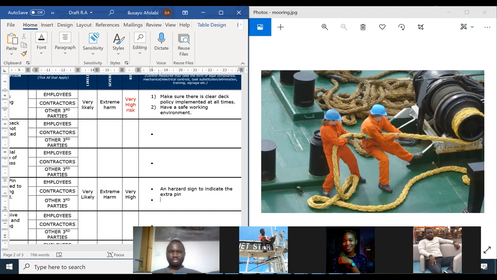And then the solution should be they can be cut off and repositioned for future reference. Because I don't really know what the use of that is. Yeah, that's a good point, but that's for future prevention of reoccurrence. At this point, we are about to do a mooring operation.